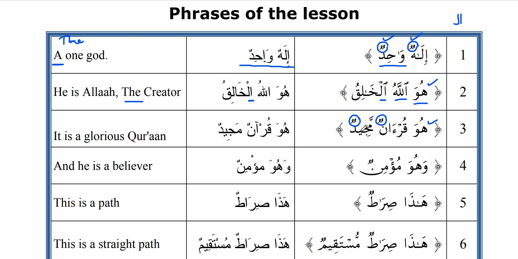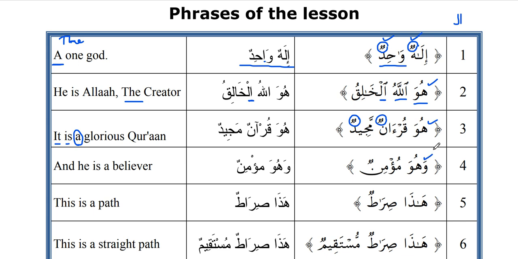So these two nouns are quite similar in harakas and in gender also, and there is no al, so definitely we know it is an indefinite noun. Huwa Qur'anun Majidun. You can see an coming. Why? Because it is an indefinite noun. Glorious Quran.